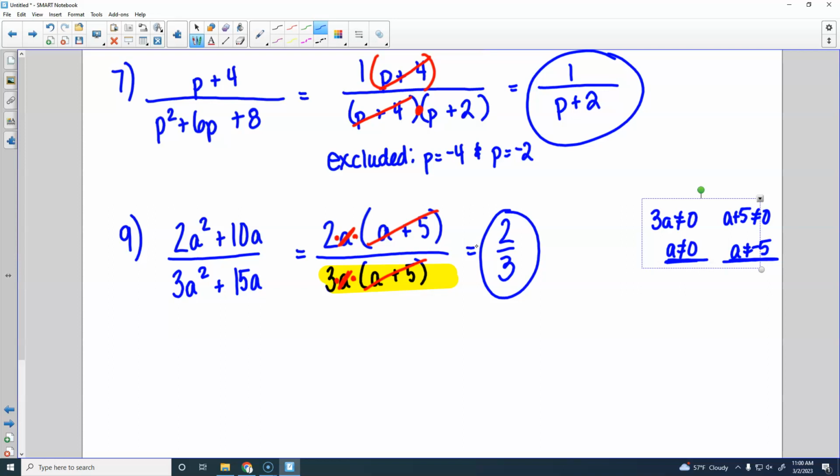So what that means is no matter what number I plug into this, I could plug in 1, I could plug in 7, I could plug in 55, I'll get 2/3 no matter what number I plug in. Unless I plug in 0 or negative 5, because that will give me a 0 in the denominator, which will be undefined.